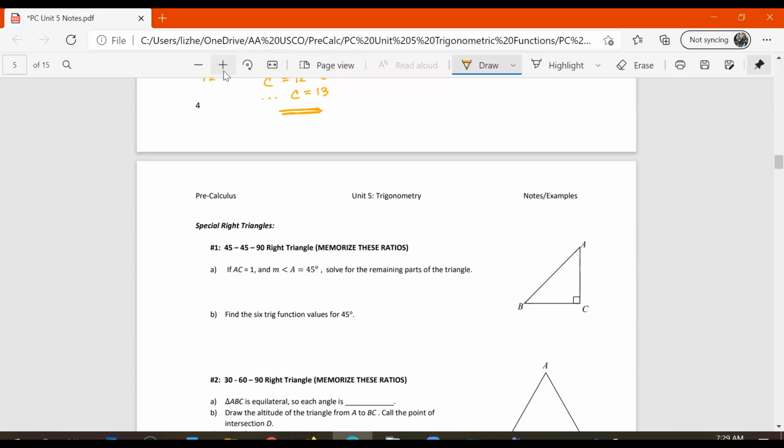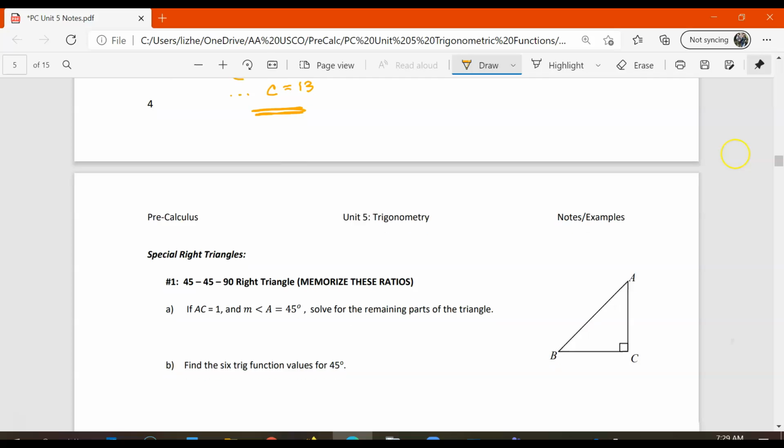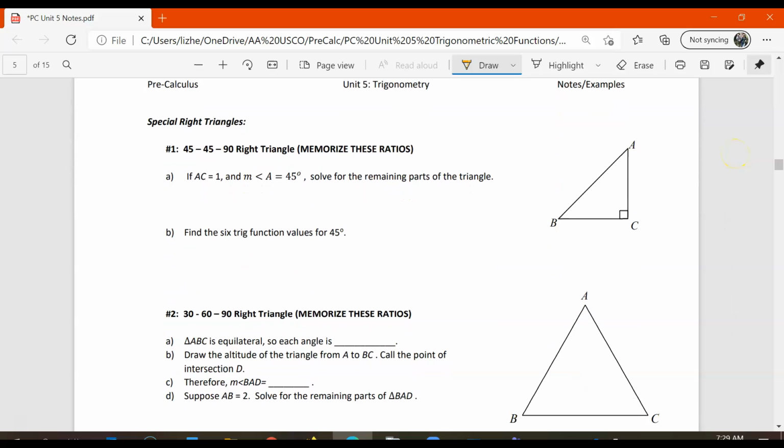So now we are on page 2, special right triangles, everyone's favorite. Hopefully you already have memorized these, so this shouldn't be too bad. So number 1, 45, 45, 90 right triangle. So this is an isosceles right triangle. Okay. Isosceles right triangle, we have two 45-degree angles. So here's 45 and here's your 45.